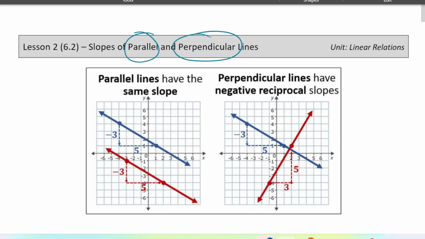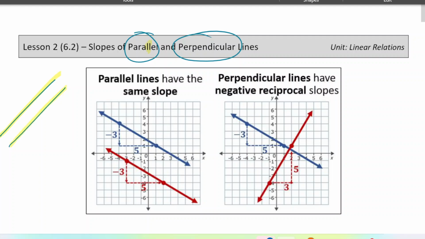When you have parallel lines, it's like train tracks. So parallel lines look like this. They never intersect each other. They are going in the same direction, but they are two separate lines. It's actually even in the name with the two L's. That's how you can kind of remember it. So those are parallel lines.